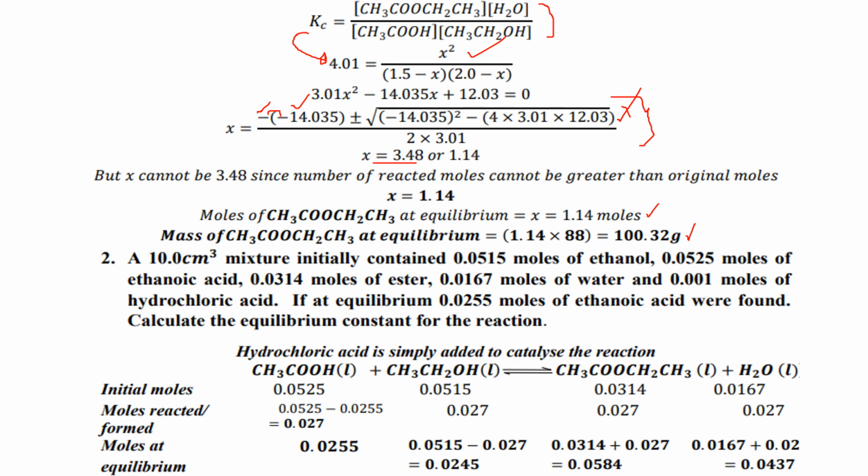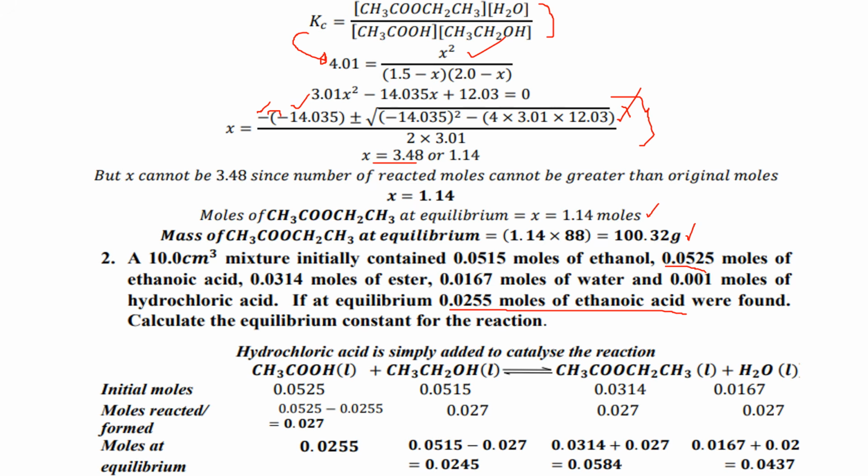Number 2 is saying that a 10.0 centimeters cube mixture initially contained 0.051 moles of ethanol and 0.052 moles of ethanoic acid, and 0.03 moles of ester, 0.017 moles of water and 0.07 moles of hydrochloric acid. And then they told you that at equilibrium these moles of ethanoic acid were formed.